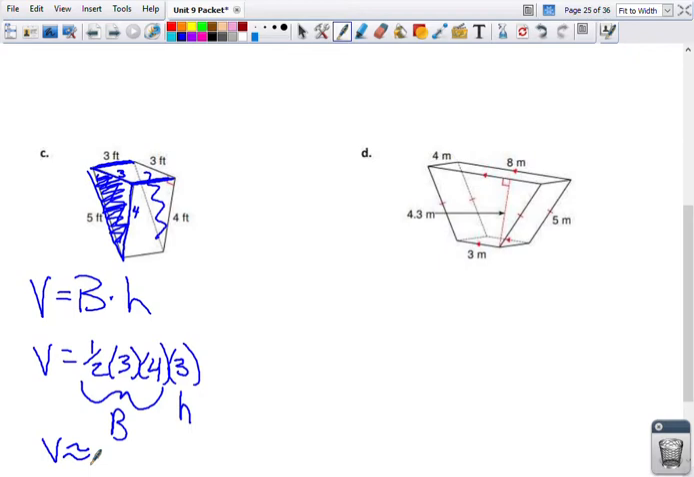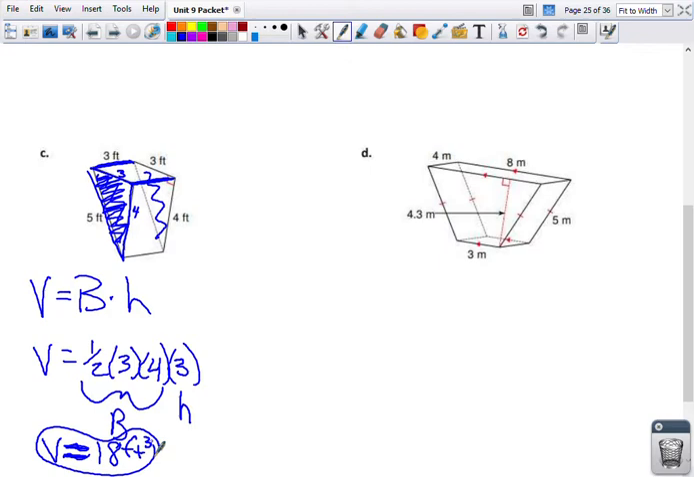I could just, yeah, this isn't terribly hard. 1/2 of 4 is 2. 2 times 3 is 6. 6 times 3 is 18. So it's exactly 18 feet cubed. All right, so if you want a general sense of what that is, look at the floor, and you go 1 foot up, and that's what a 1 foot cube looks like.